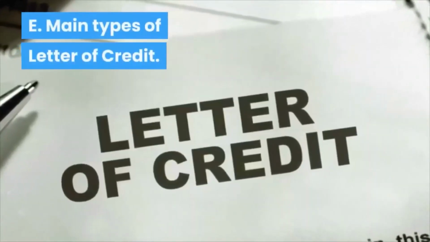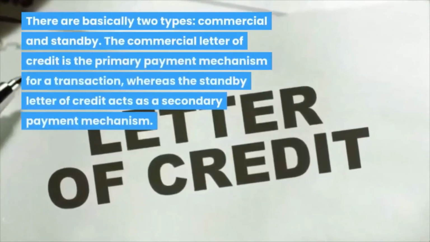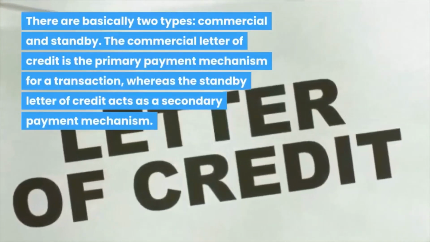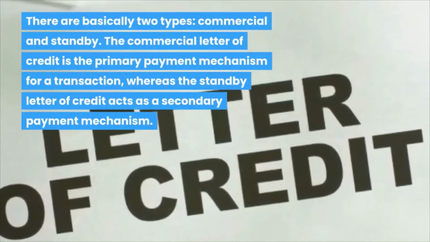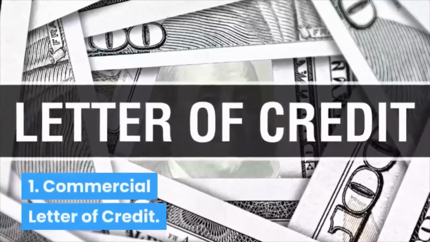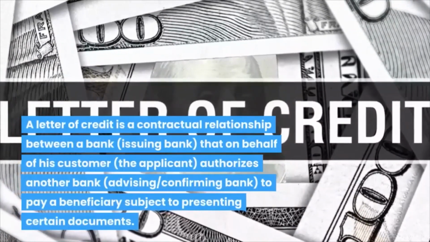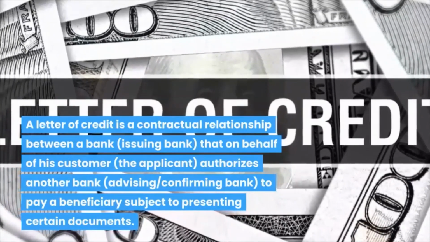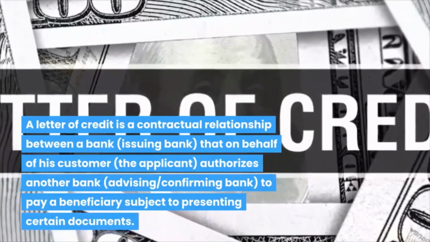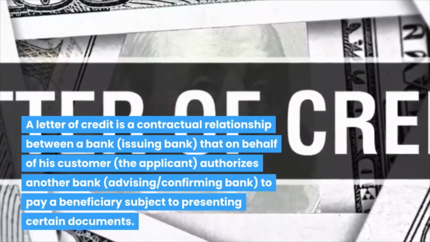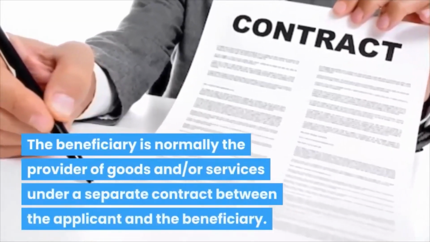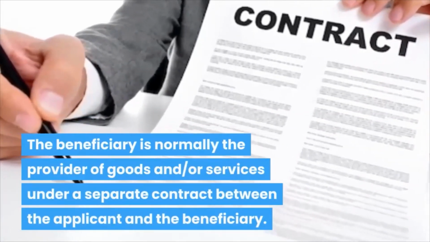Main types of letter of credit. There are basically two types, commercial and standby. The commercial letter of credit is the primary payment mechanism for a transaction, whereas the standby letter of credit acts as a secondary payment mechanism. 1. Commercial letter of credit. A letter of credit is a contractual relationship between a bank, the issuing bank, that on behalf of its customer, the applicant, authorizes another bank, the advising or confirming bank, to pay a beneficiary subject to presenting certain documents. The beneficiary is normally the provider of goods and/or services under a separate contract between the applicant and the beneficiary.